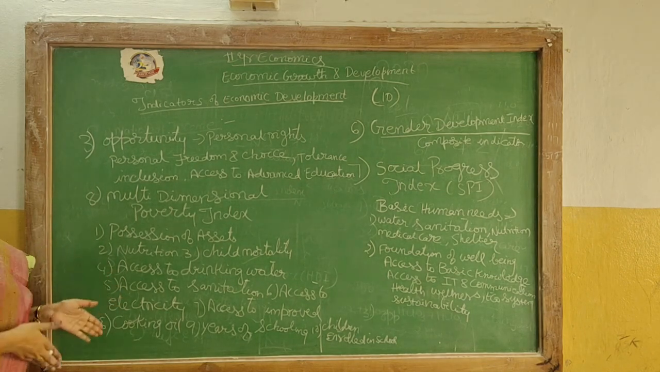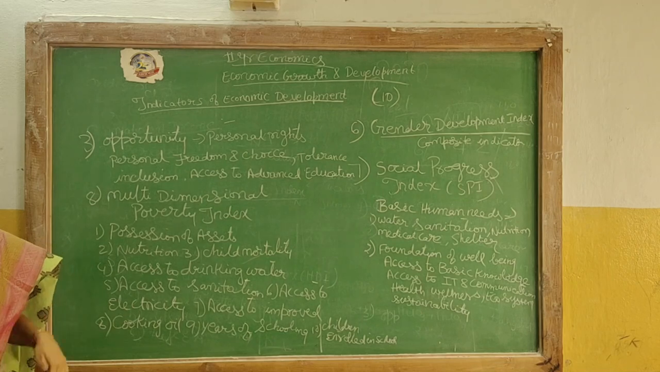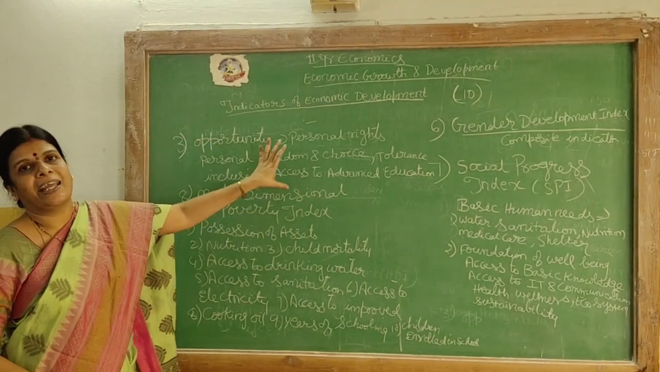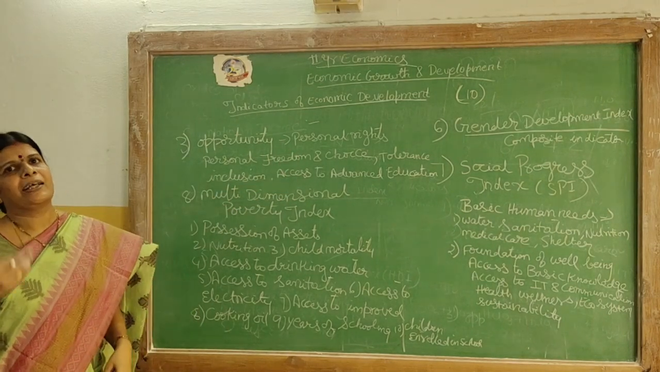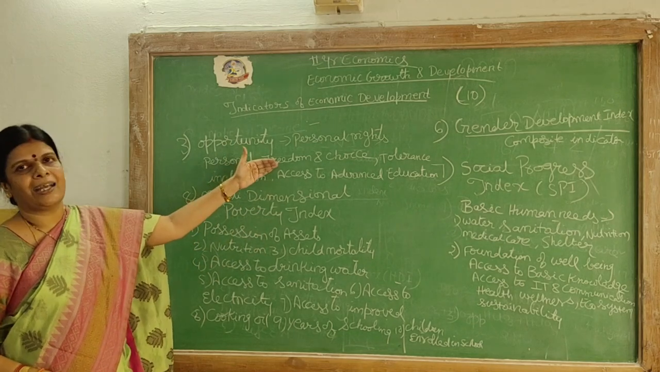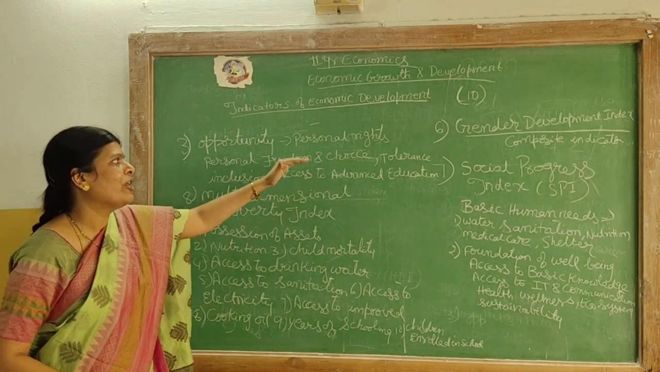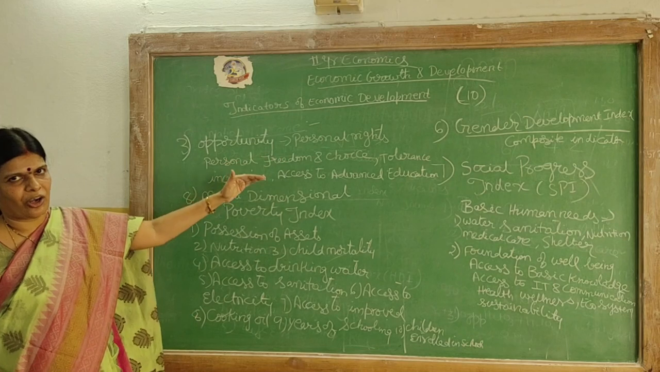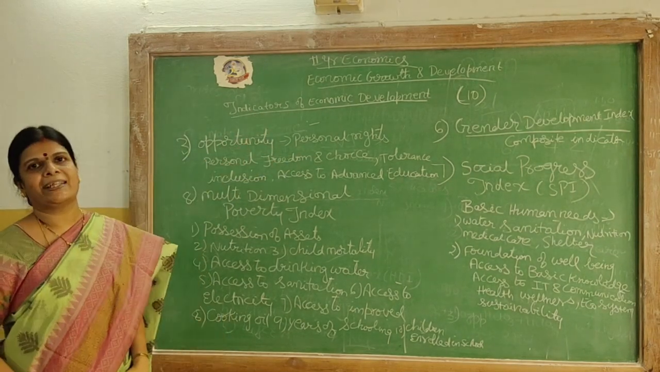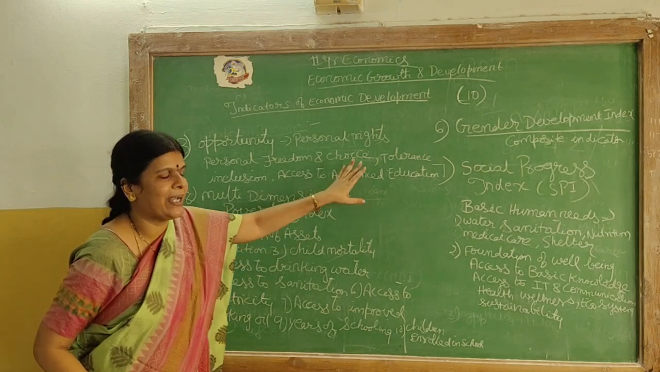So in India we have to make a choice between more urgent and less urgent. Developed countries can choose whatever they want, they have freedom of choice. But developing countries like India don't have this freedom and choice. Once we achieve freedom and choice, then only we can achieve economic development.